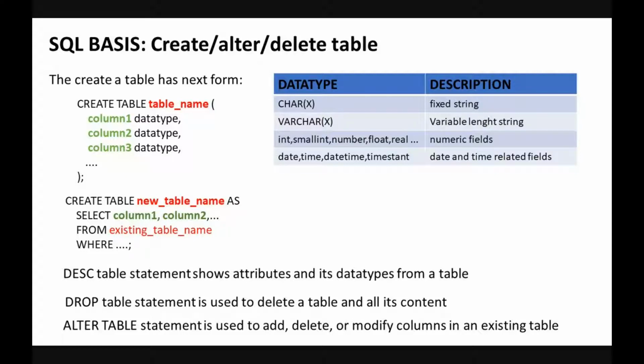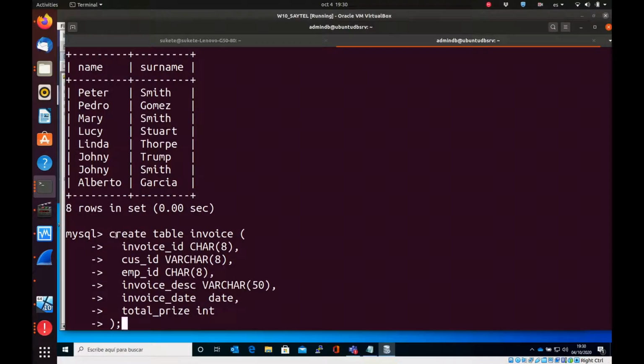In the next example, we'll create a new table to store invoices. There will be a field for the invoice ID, another field for the CUS_ID, one for the ID of the employee who has made the sale, the date of the invoice, and finally, the price of the invoice. Create table invoice (invoice_ID char(8), CUS_ID varchar(8), EMP_ID char(8), invoice_DESC varchar(50), total_price int).